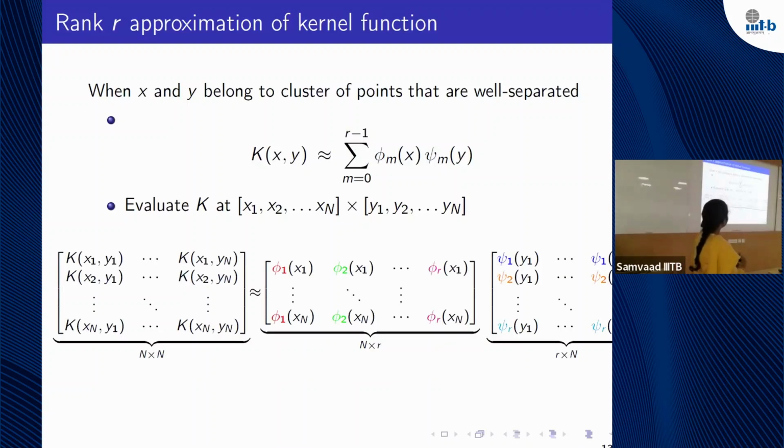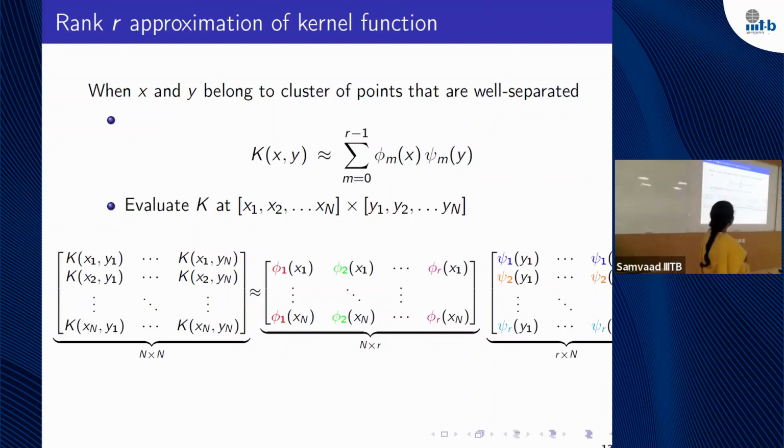And here on the right, I have two matrices. So from this equation, I'm writing out the equivalent equation in terms of matrices. So if you see k of x1, y1, how is it found? You multiply this row with this column. So phi1 of x1, psi1 of y1, plus phi2 of x1, psi2 of y1, and so on. And that gives this summation term. And that holds true for any ij-th entry here.